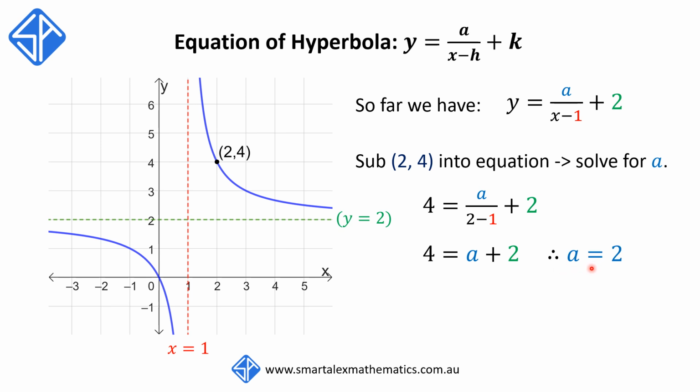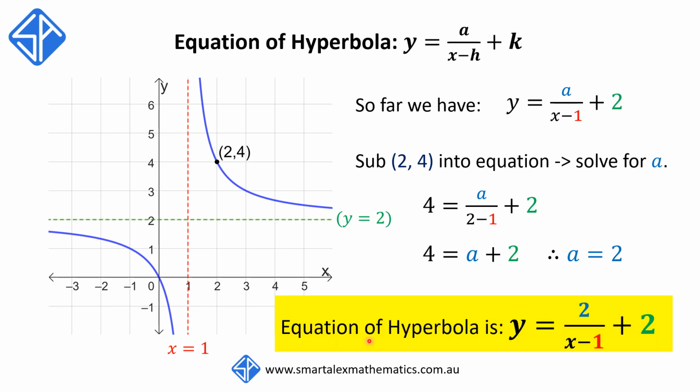Once we've got the value of a is equal to 2, we're just going to sub back into this equation so that our equation of the hyperbola is y is equal to 2 over x minus 1, plus 2.